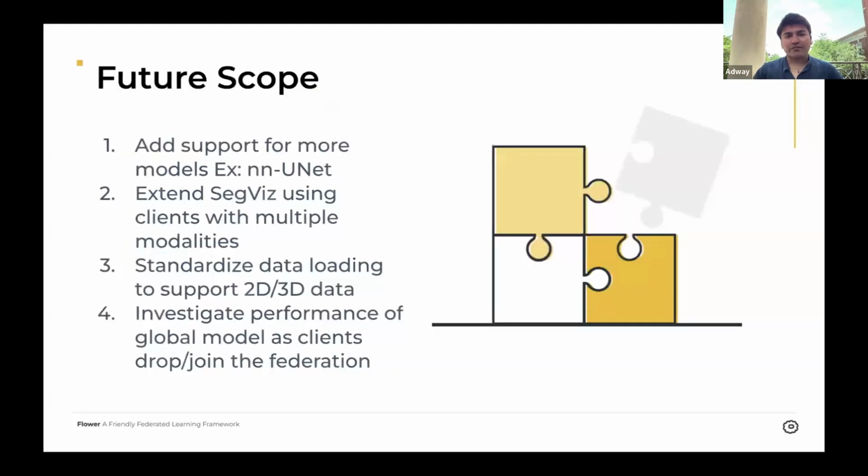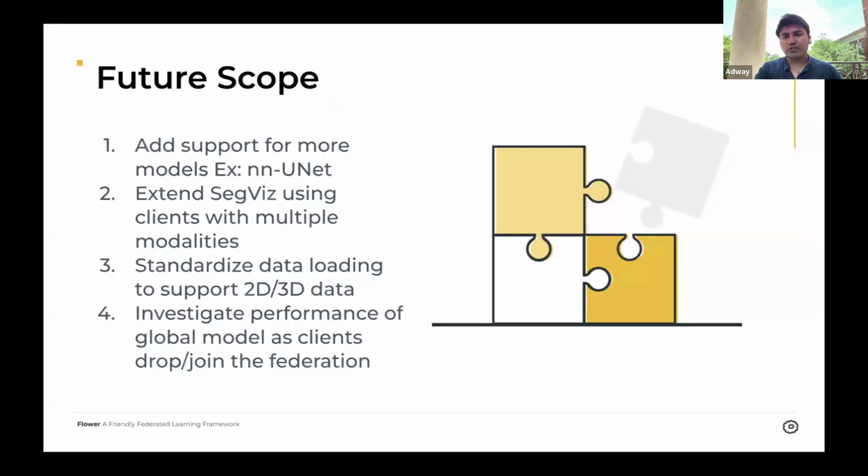All right, so let's talk about the future scope. We're really excited about how this has all come together, and we would like to continue working on this. We're going to add support for more models. In the medical imaging segmentation community, a more common model or AutoML technique for medical image segmentation is nnU-Net. So we're looking at how we can increase the scale and make this completely model agnostic, and also extend support to clients with multiple modalities.